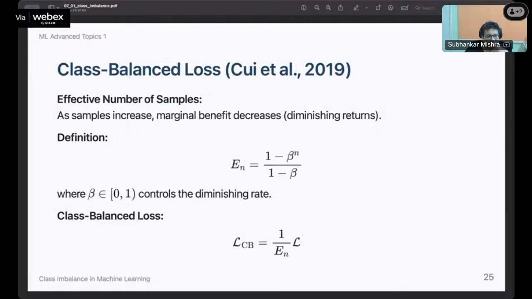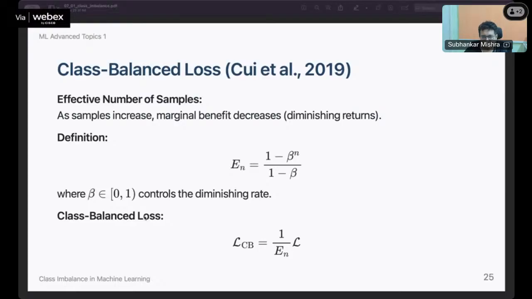Now, what we have is a little bit more advanced, let's say, like a class balanced loss. Maybe this might work only for specific domains, but these are still very good methods to understand and learn from. The same principle applies, but the idea is that not every sample is equally informative. The 100th sample will typically add less information than the first sample, and this is the law of diminishing returns.